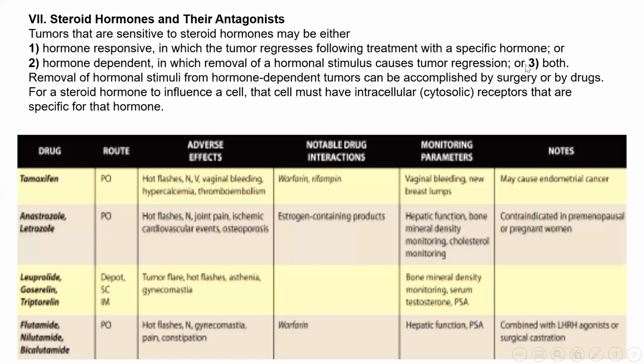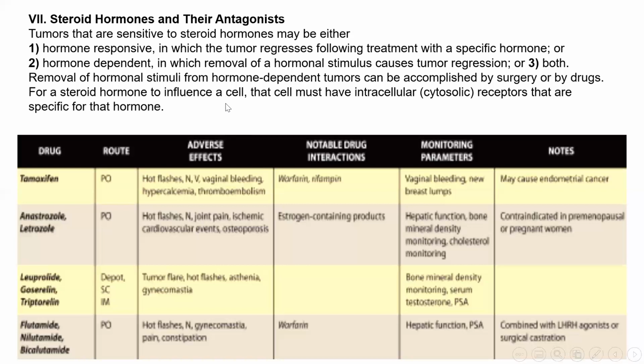And the third kind of these tumors is a combination of the two previous tumors. So either we have hormone responsive or hormone dependent tumors, or a combination of the two. Removal of hormonal stimuli from a hormone-dependent tumor can be done by surgery, chemotherapies, or sometimes a combination of both. So it depends on the kind of tumor.